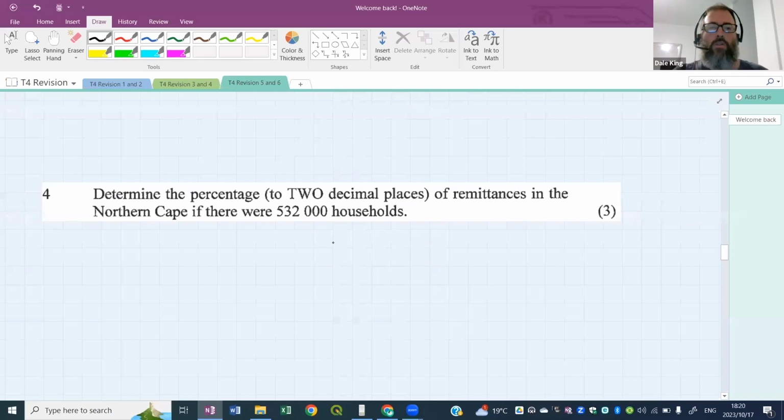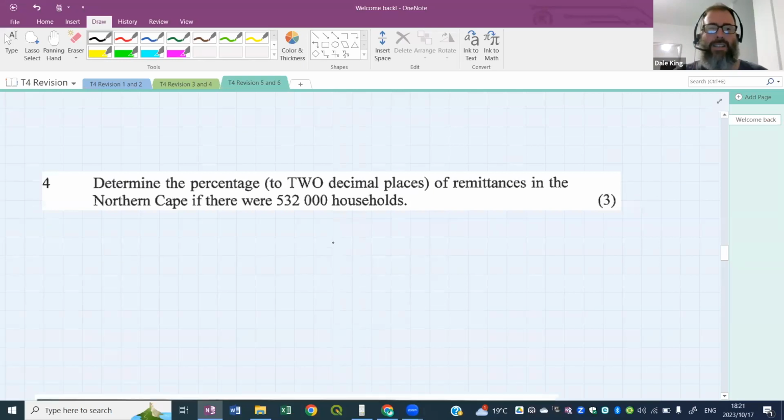Determine the percentage to 2 decimal places of remittances in the Northern Cape if there were 532,000 households. Okay, so we're looking at Northern Cape now on the right-hand side. They're saying if there are 532,000 households, determine the percentage for remittances.